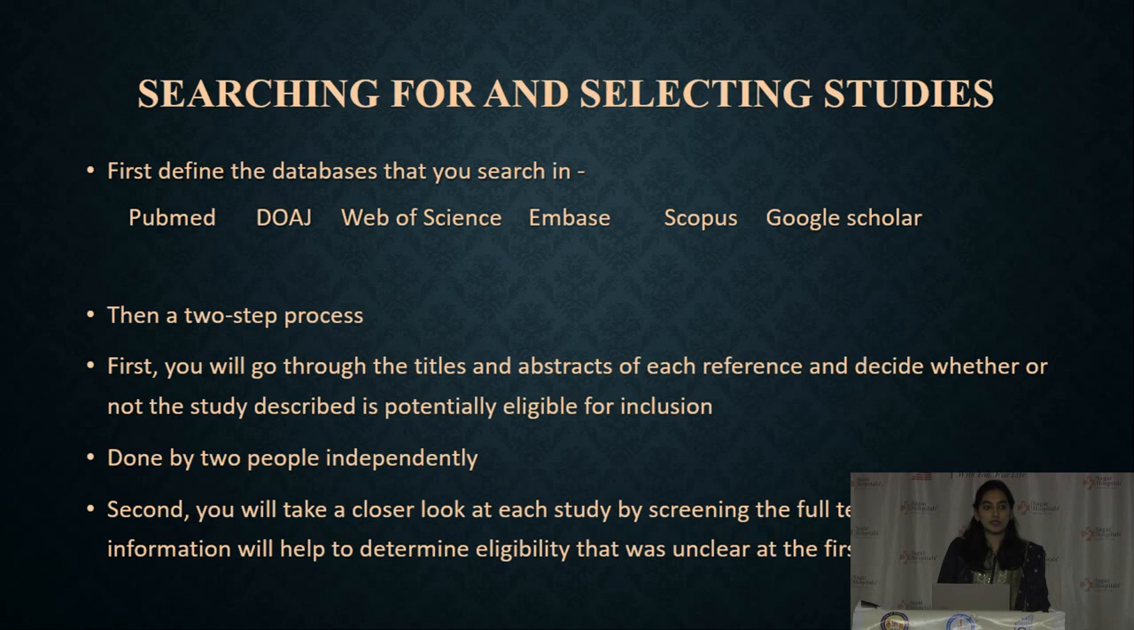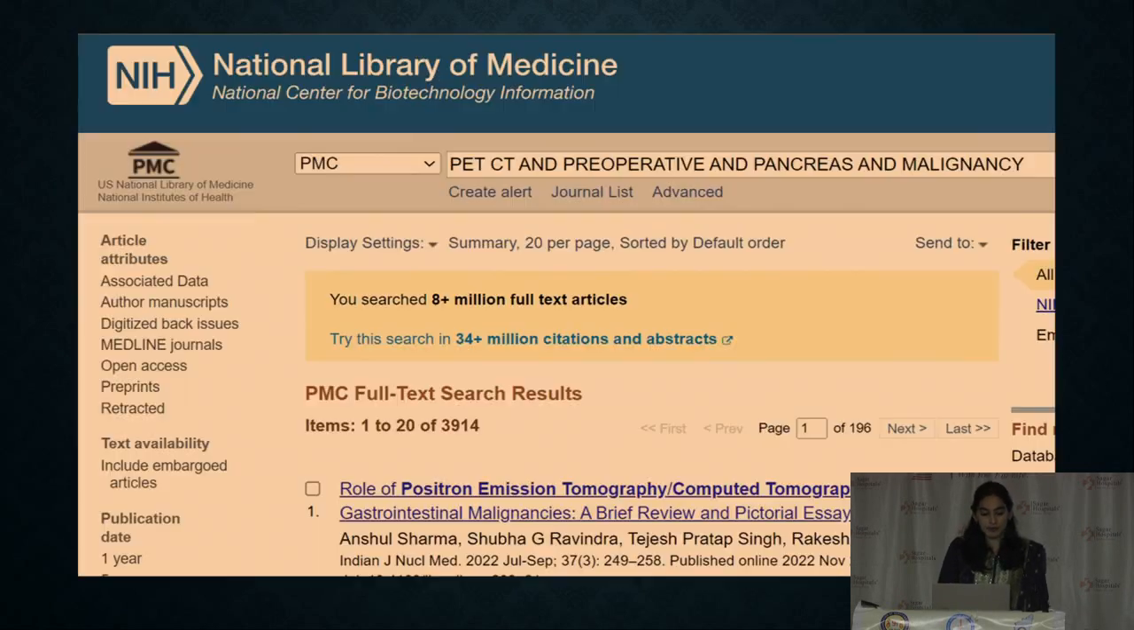a closer look at each of these studies, that is the full text articles. And this additional information will help you to decide, after going through the full text articles, whether this is actually related to your study or not, so that whichever was unclear in the first screen can be eliminated at this stage. So these are examples of how searches are conducted at different databases.